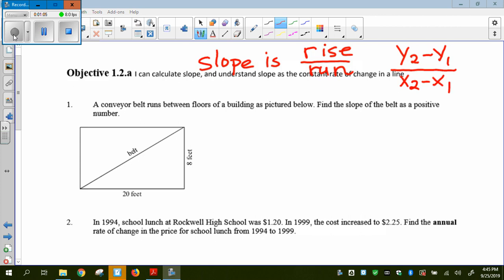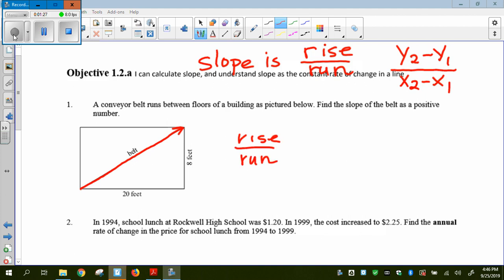Okay. On number one, we want the slope of the belt here. So we want to know what number represents that slope. Now, because the direction is up and to the right, we know that it's a positive slope. And then we're just going to use the rise over run for this one.